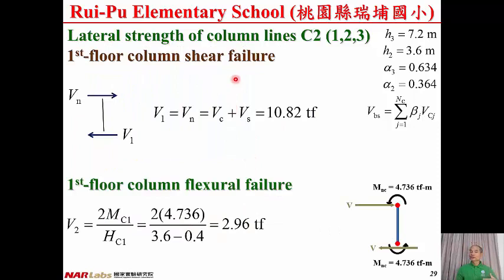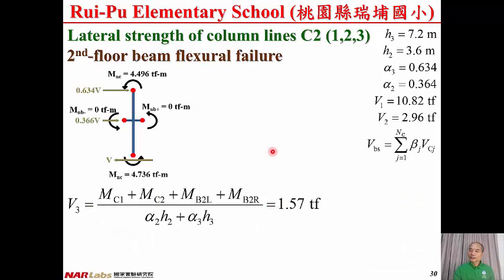Then considering the first failure mode, that's the shear failure of the column on the first floor, V1 equal to 10.82 ton-force. Then we move to the second failure mode, V2 equal to 2 times MC1 divided by HC1 equal to 2 times 4.736 divided by 3.6 minus 0.4 equal to 2.96 ton-force.